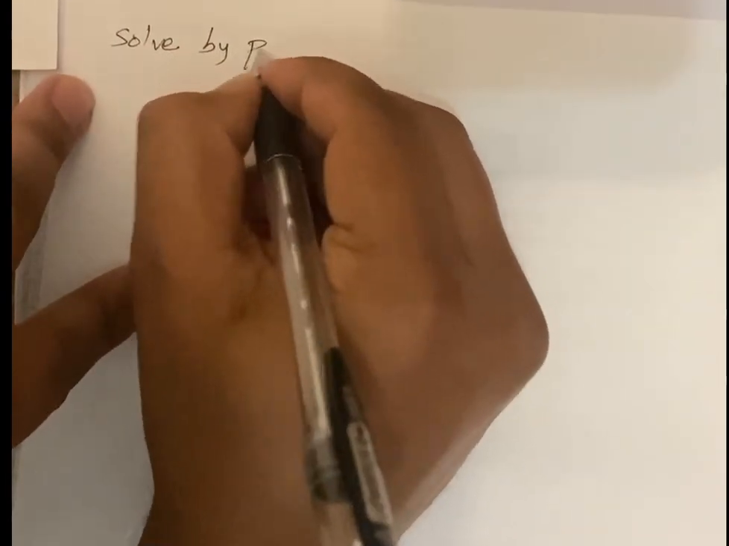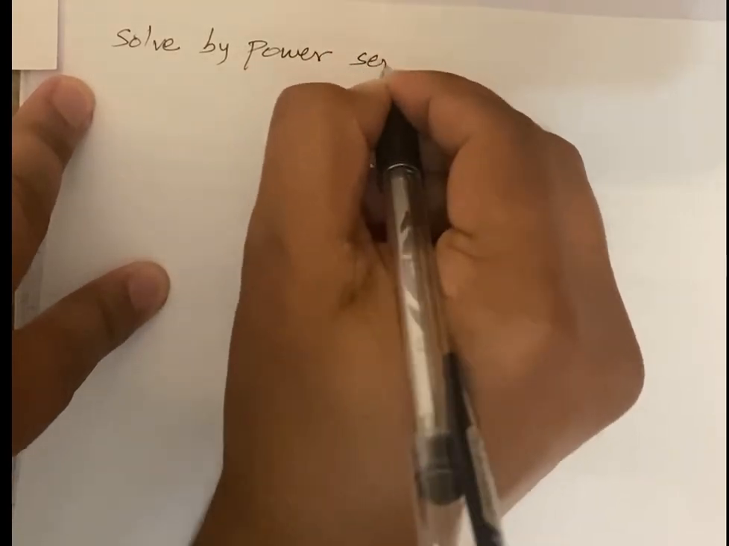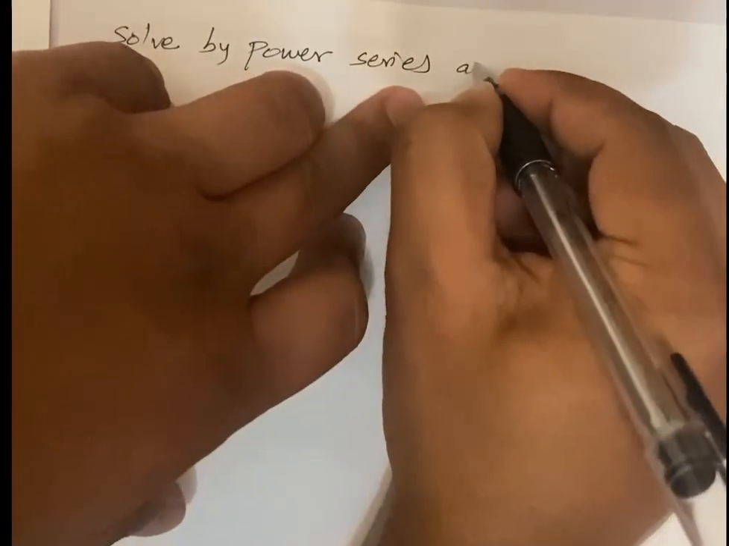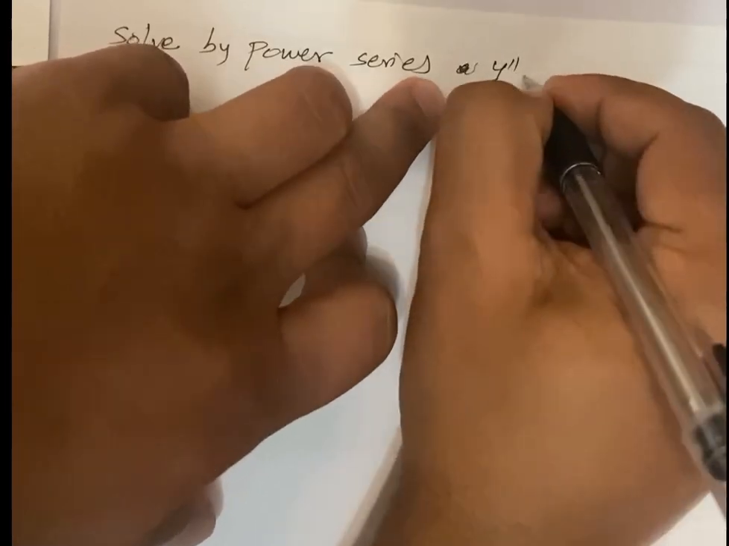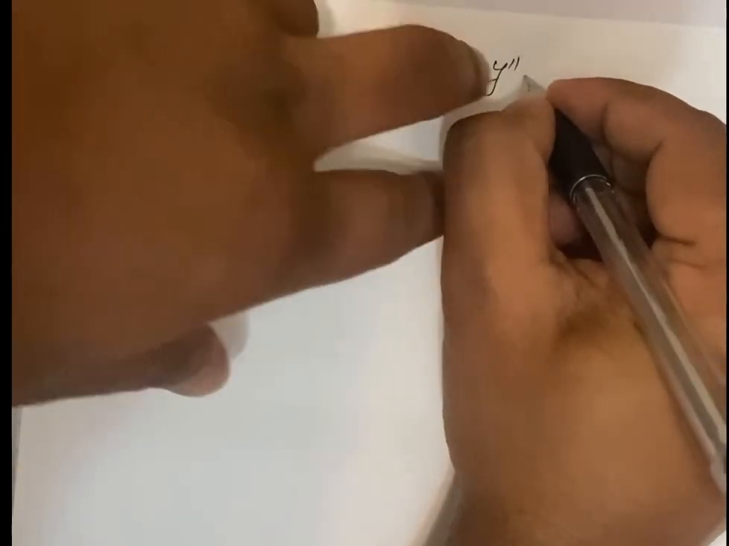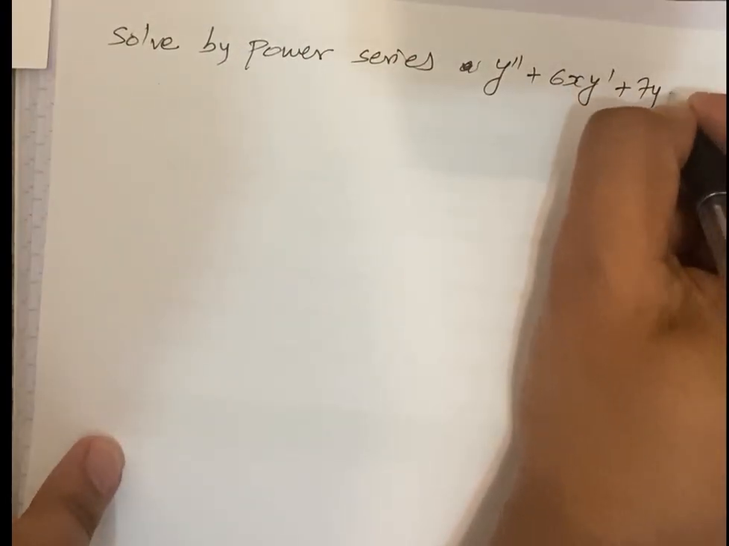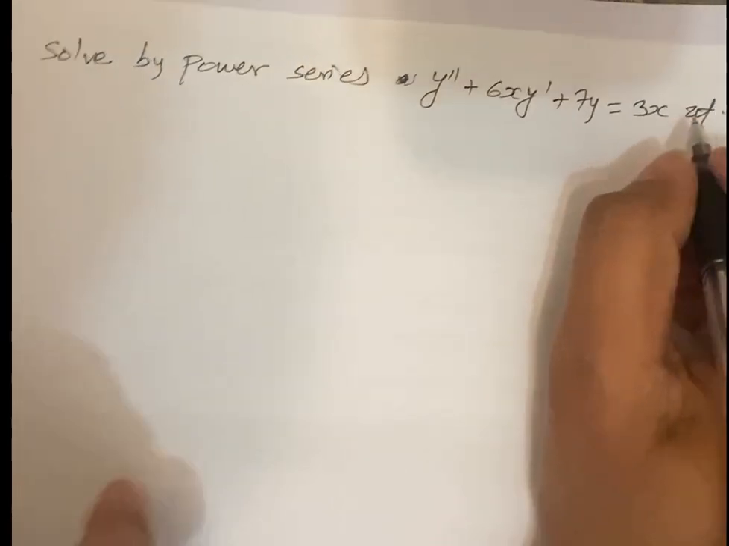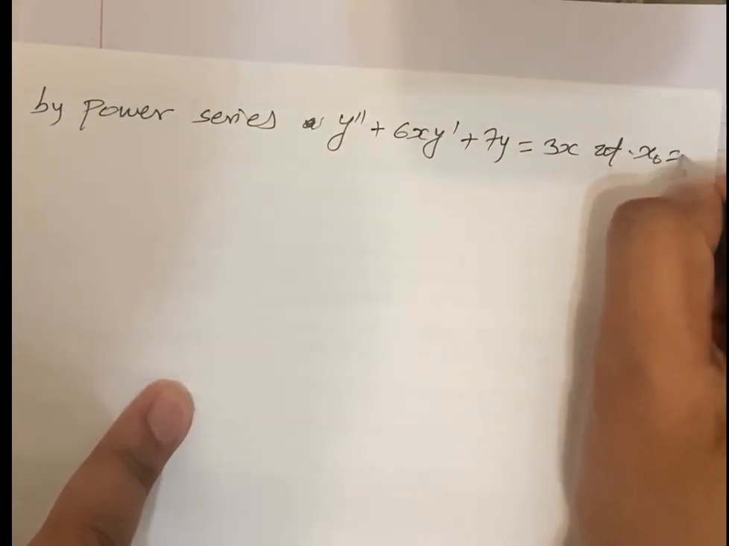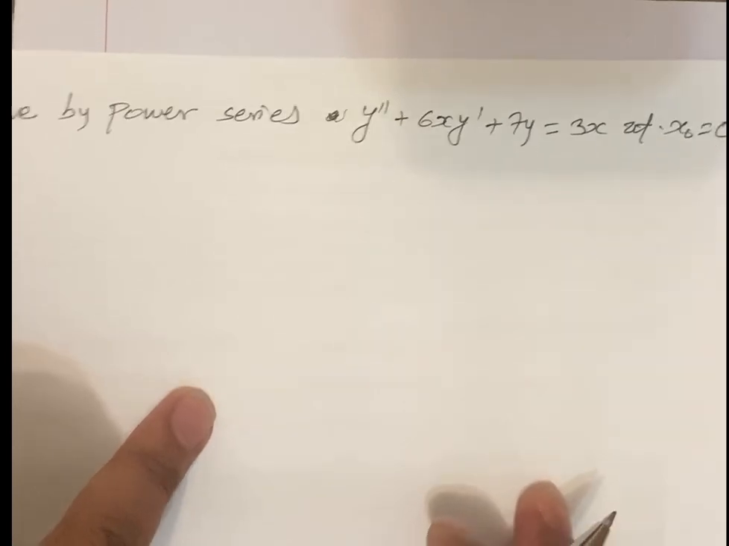Now let's solve the problem. Here the problem is to solve by power series y double dash plus 6xy dash plus 7y equal to 3x, at the center of series x0 equal to 0.